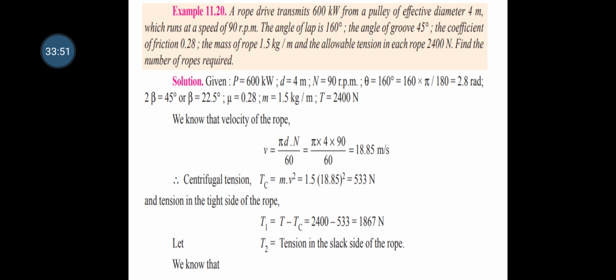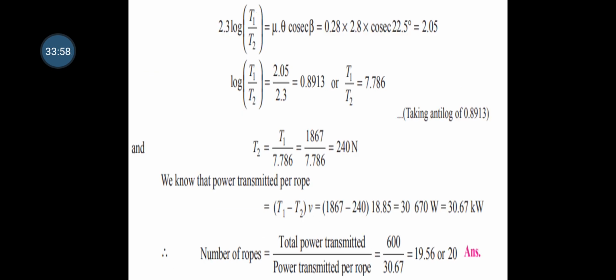Now we know that 2.3 log of T1 divided by T2 is equal to mu theta cosecant beta. By solving these given values, we find the ratio of tensions, T1 divided by T2 is equal to 7.786. By substituting the known value of T1, that is 1867, the tension in the slack side T2 is equal to 240 Newton. We know that the power transmitted per rope P is equal to T1 minus T2 into V. So the power transmitted per rope is equal to 30.67 kilowatt.